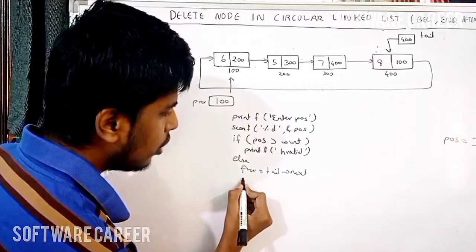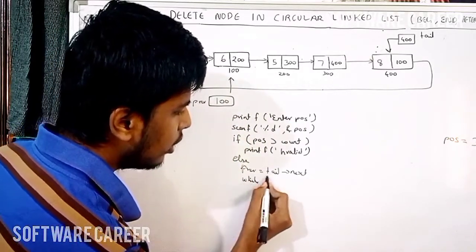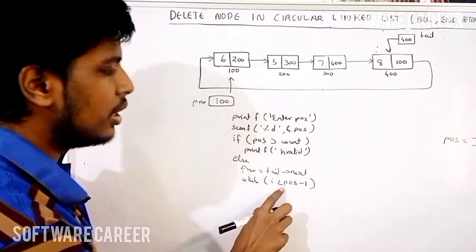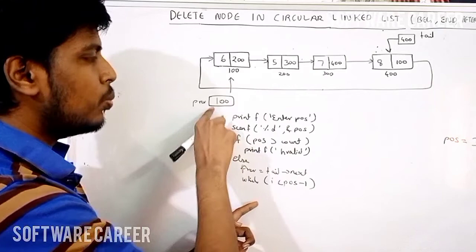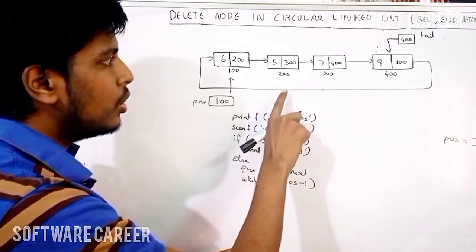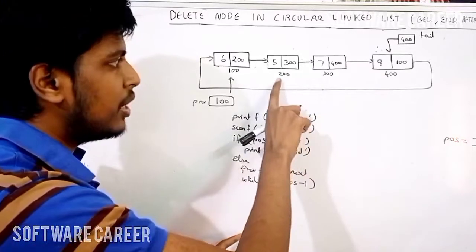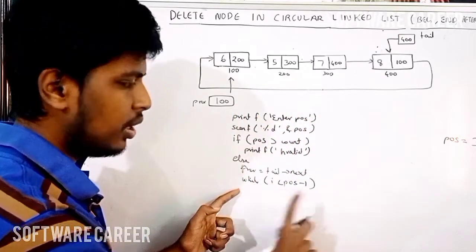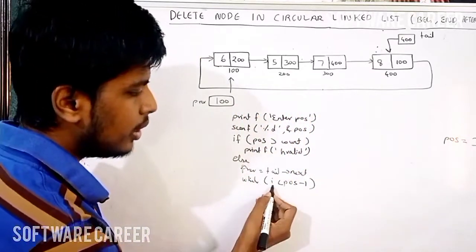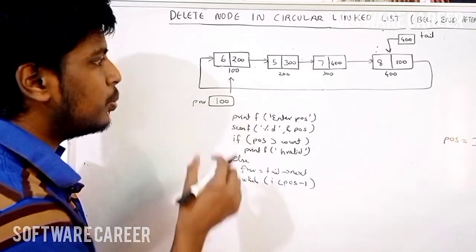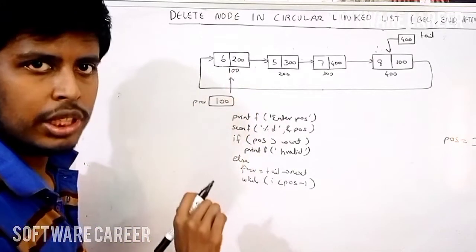Now see, the next condition is while i less than position minus 1. What is this condition? Now the previous pointer should move one step forward. Then when it reaches 200, it should not move again. It should stop here. So that's why this terminating condition. Now what is this i? i is a variable which tells at which position the previous pointer points.